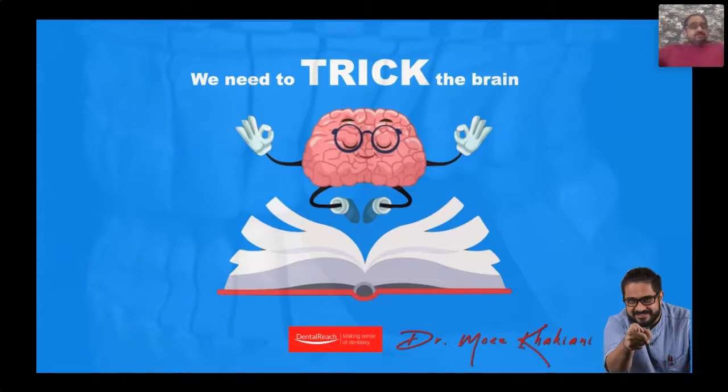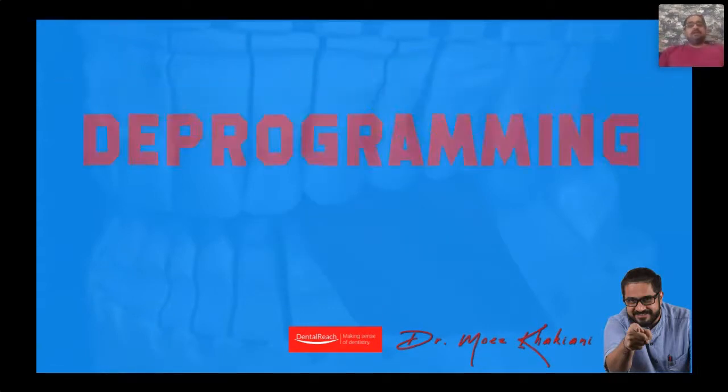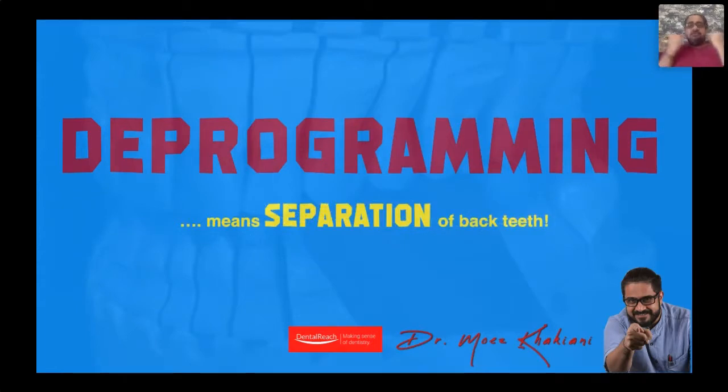And what happens as the lateral pterygoid relaxes? The condyle goes back into its centric relation position. This is where the concept of deprogramming the mandible steps in. Friends, the concept of deprogramming the mandible is nothing but creating separation between posterior teeth. Because remember, most interferences are on posterior teeth and the mandible slides into an anterior direction when we talk about a hit and slide occlusion.